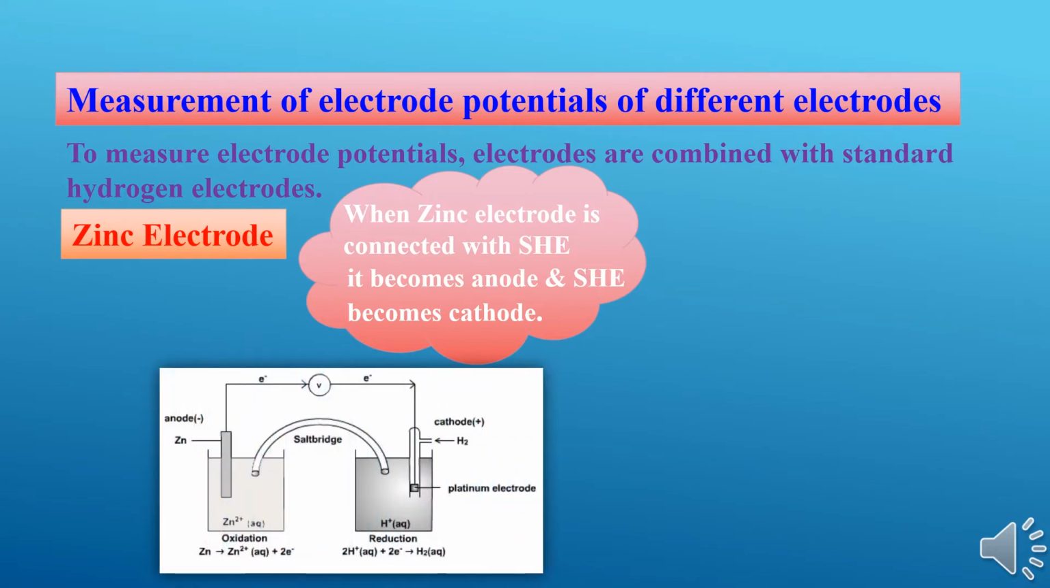Here is the diagrammatic representation. When you look at the diagram, zinc is acting as the anode, which is taken on the left side, and the hydrogen electrode, which is taken on the right side, is acting as the cathode.